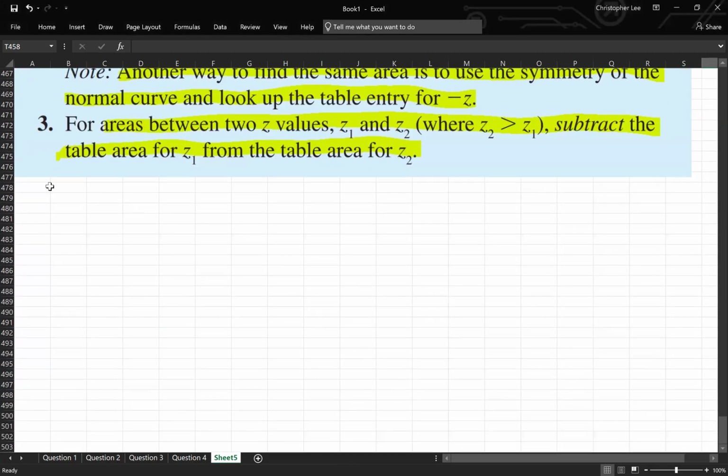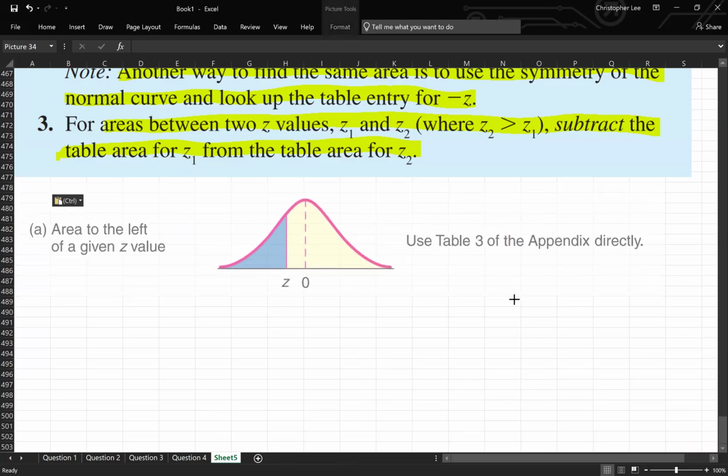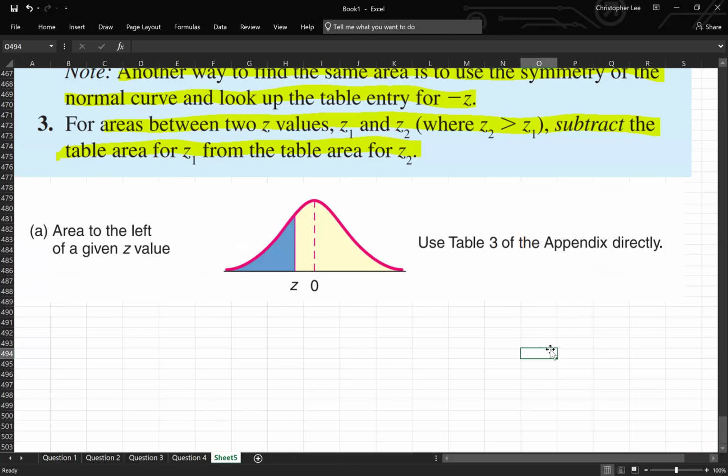I just want to put a picture to all of this real quick before I move on. Let's say that the area is to the left of the z value, in other words, the probability of z less than a number, right? This is how the graph would look.